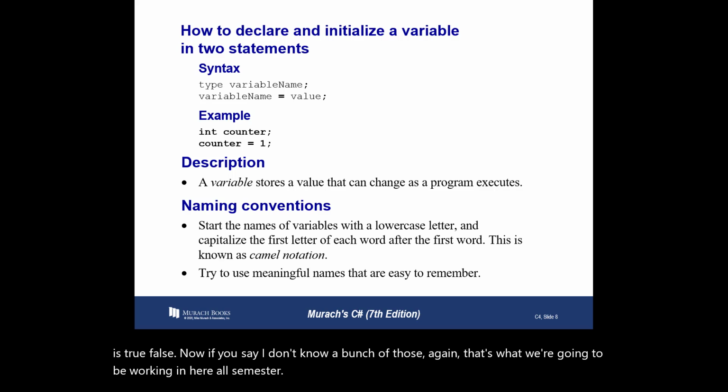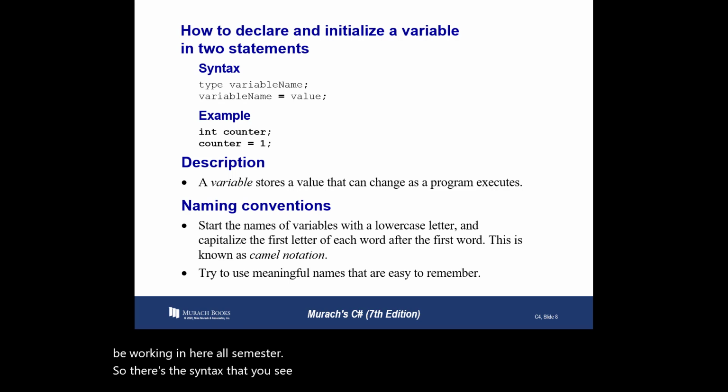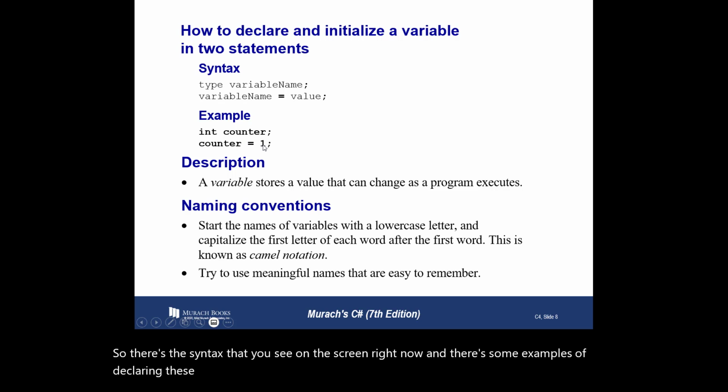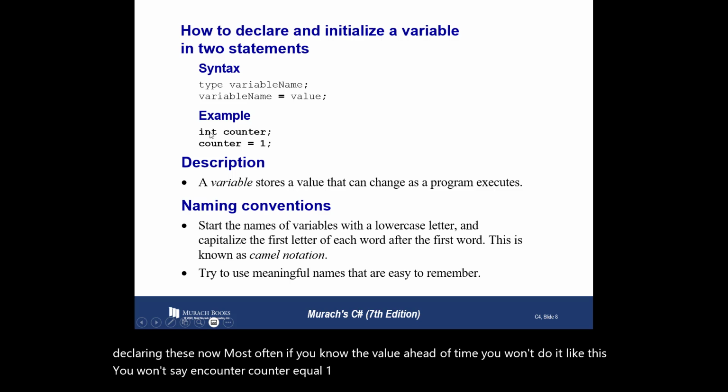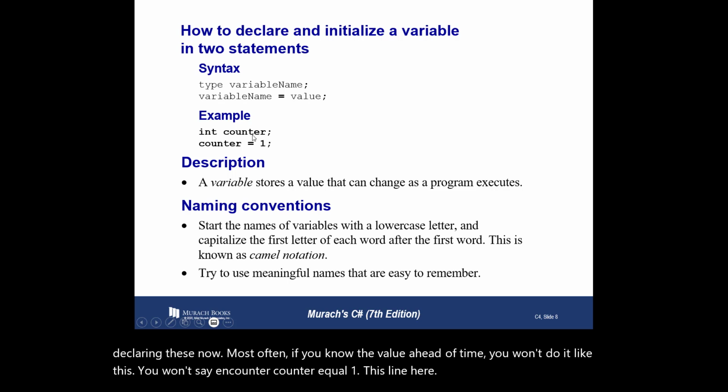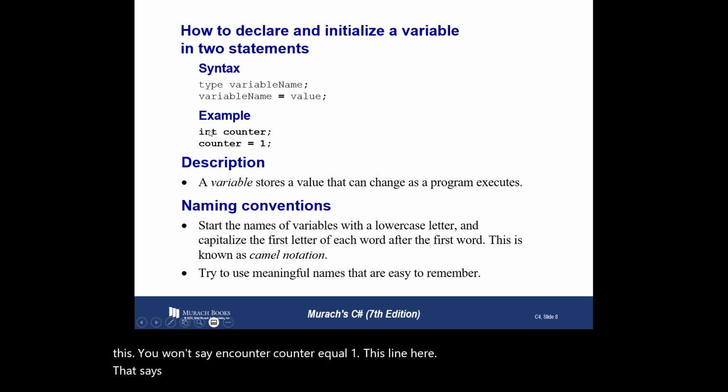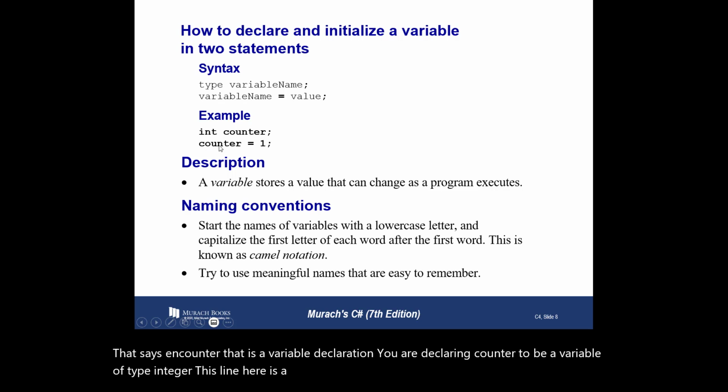So there's the syntax that you see on the screen right now, and there's some examples of declaring these. Now, most often, if you know the value ahead of time, you won't do it like this. You won't say int counter, counter equal 1. This line here that says int counter, that is a variable declaration. You are declaring counter to be a variable of type integer. This line here is a variable initialization.